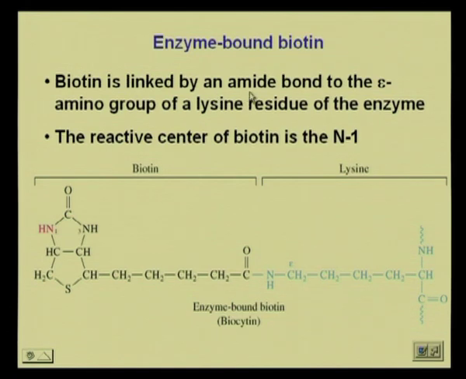Biotin is actually linked by an amide bond, okay, to the epsilon amino group of a lysine residue. What is that? It is this one in blue here is the protein. Okay. This is the NH2 group of lysine. You recognize the side chain CH2, CH2, CH2, CH2 and NH here, and this is biotin, this part. This biotin is linked to the lysine. The reactive group of biotin is this nitrogen that is marked in red.